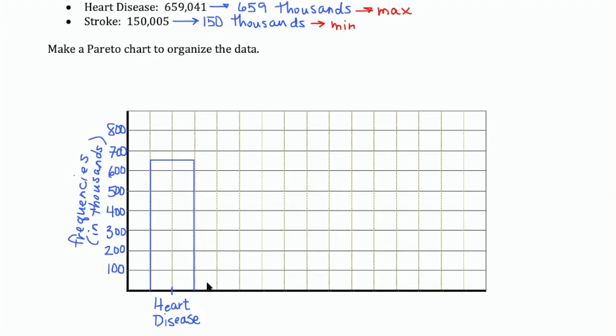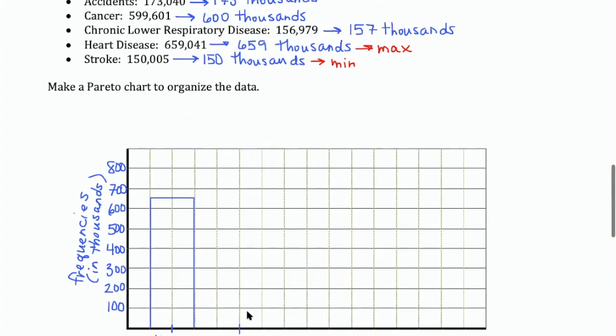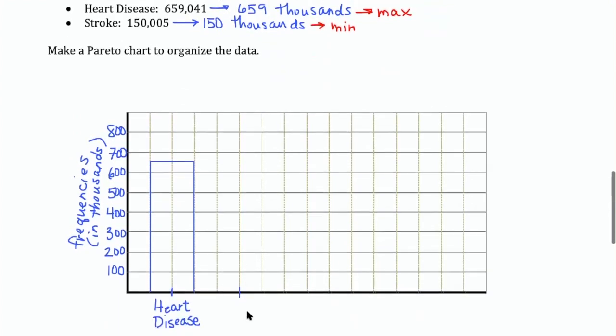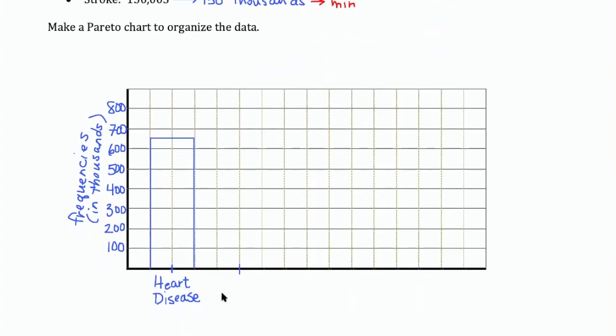I'm going to skip a box, go over a box, and again, put a centering tick mark. The next leading cause of death was cancer with 600,000. So I put the label below the tick mark. I figure out where 600 would be, and go 1 box to the left and right of the tick mark. It's important for all your bars to be the same width. All right, I'm going to go ahead and finish up adding the other bars.